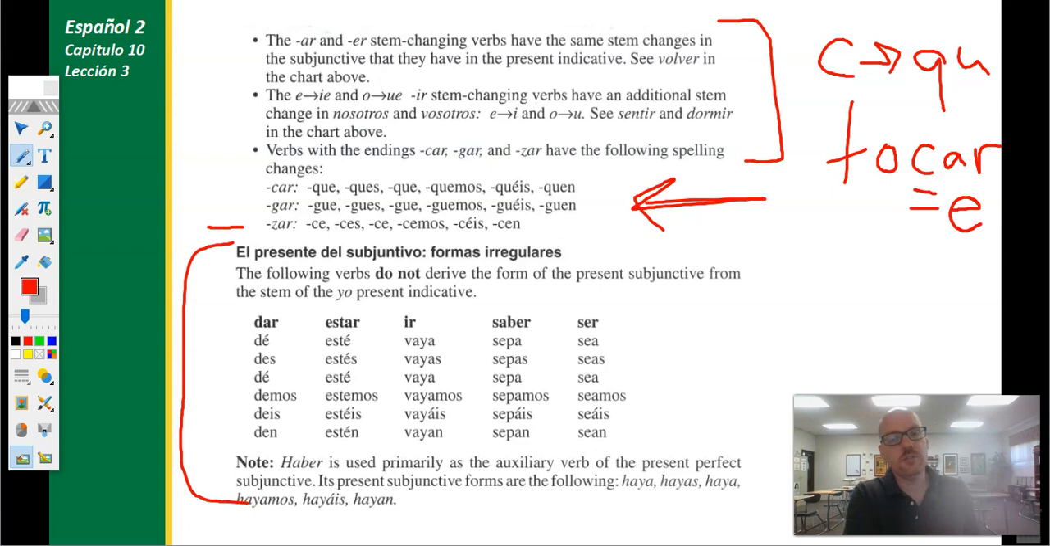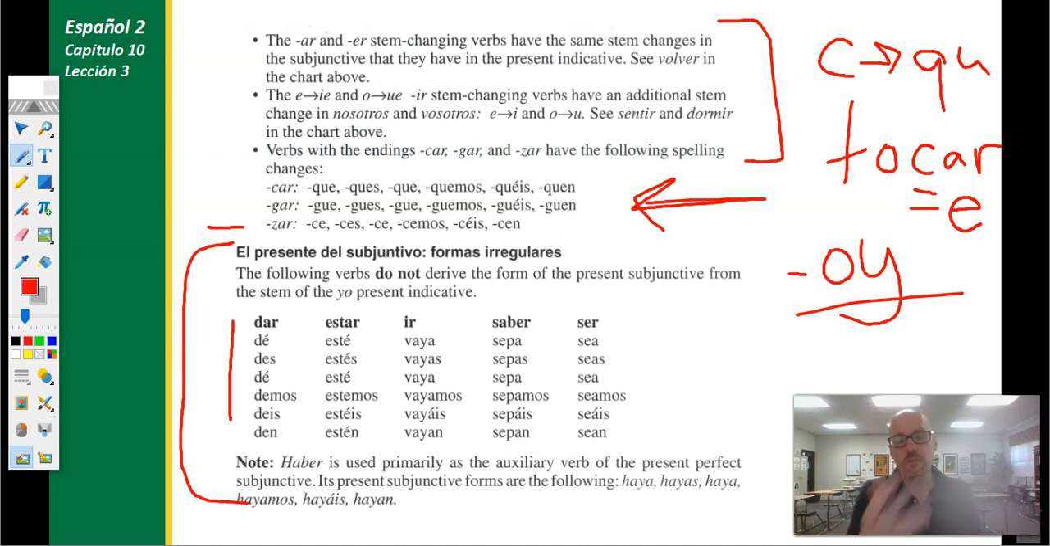There are some that are just flat out irregular, but generally speaking, you can remember most of these. If they have an oy in the yo form of the present indicative, they are likely going to be irregular in the present subjunctive. So let's look. Dar. What's the regular yo form of dar, clase? It's doy. Because it ends in oy, I'm not going to use that yo form to form my subjunctive, and I just have to memorize this. Dé, des, dé, demos, and den.